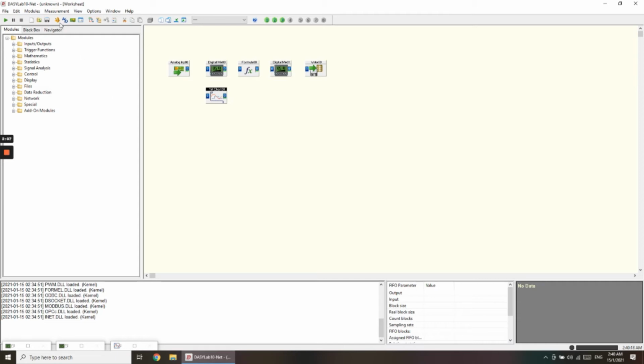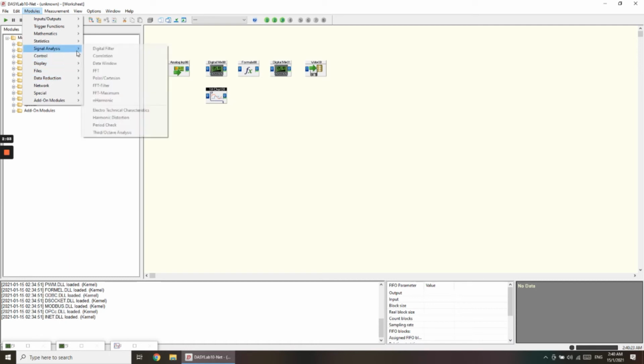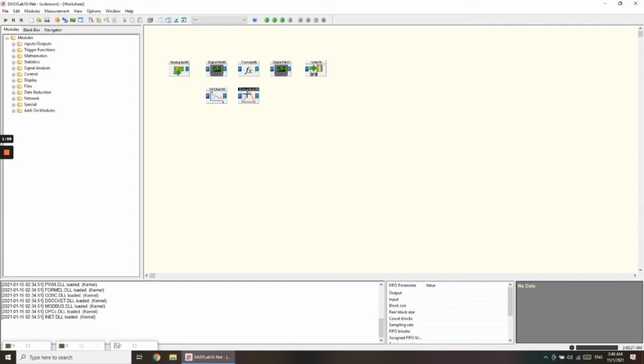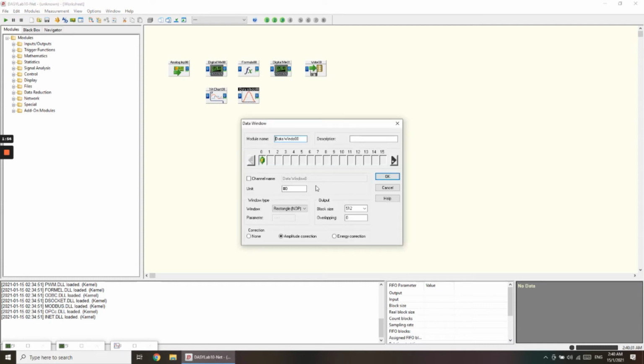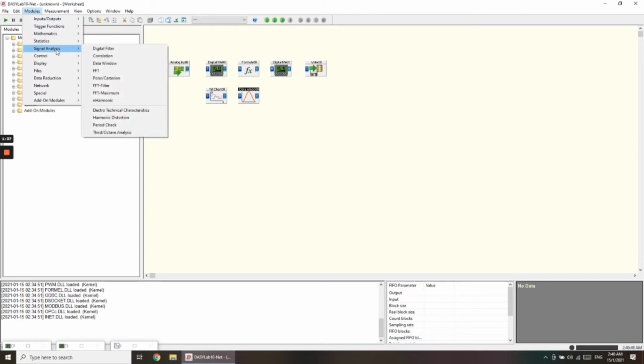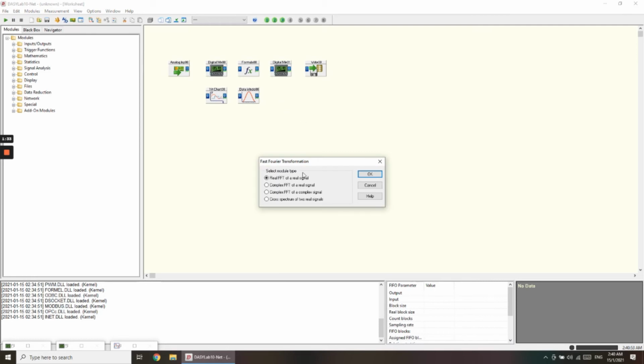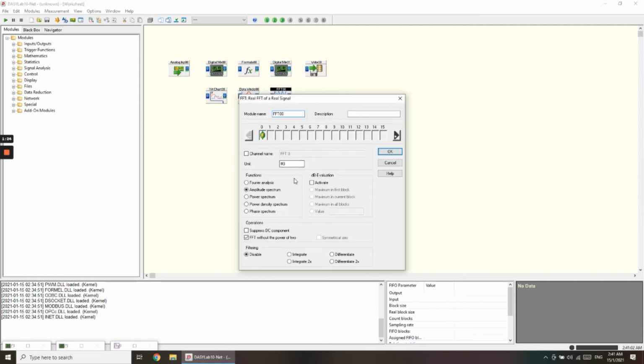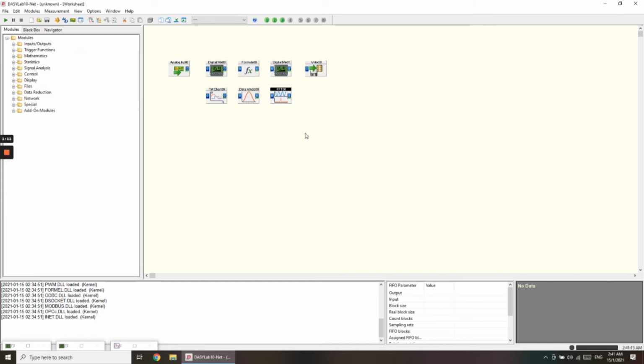After that, we insert the data window module under signal analysis and configure it by changing the block size from 512 to 8192. Then insert a fast Fourier transformation, FFT, module and select the real FFT of a real signal. For this FFT module configuration, we untick the FFT without the power of 2. This module is to get the frequency as efficiently as possible from the analog input module for the frequency domain.